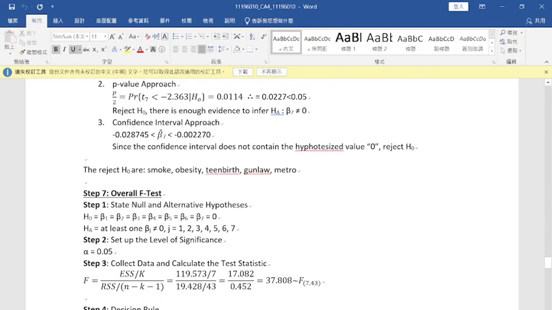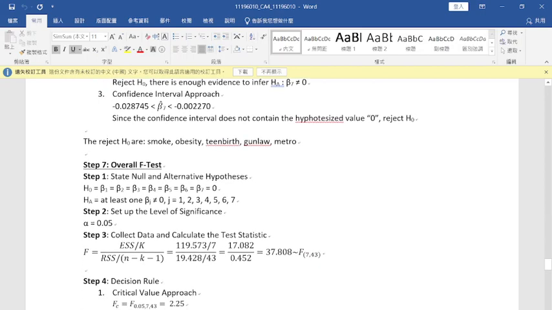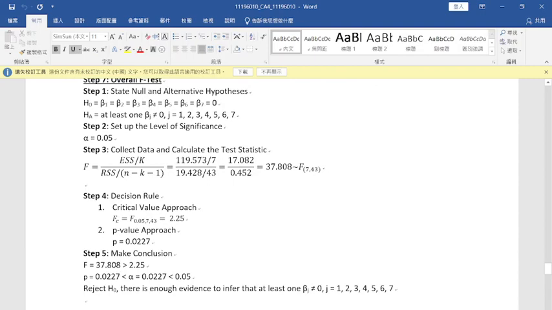This is for step 7, the overall F test. The conclusion is reject the null hypothesis. There is enough evidence to infer that at least one beta j is not equal to 0.